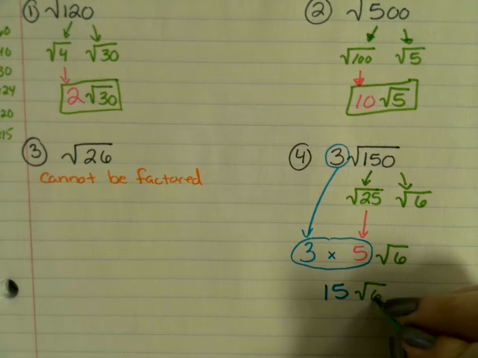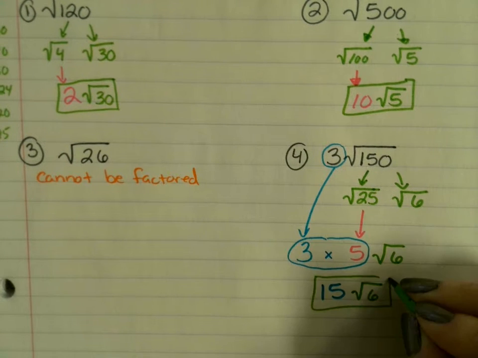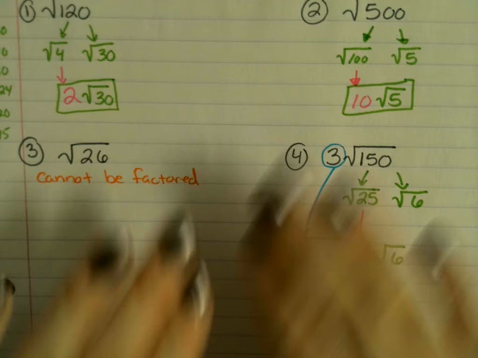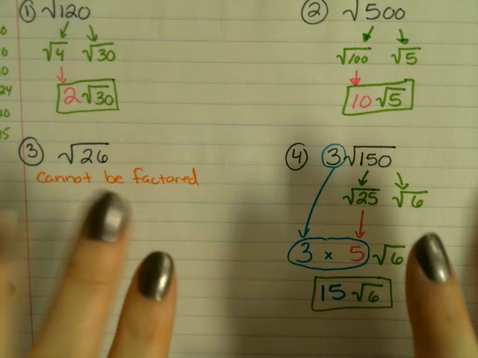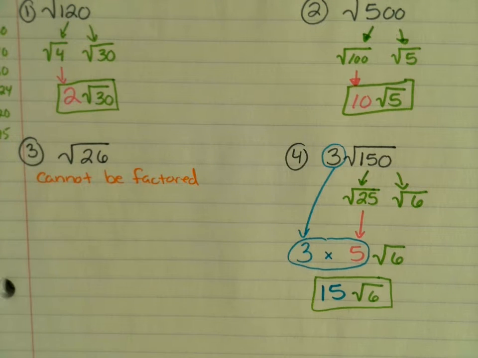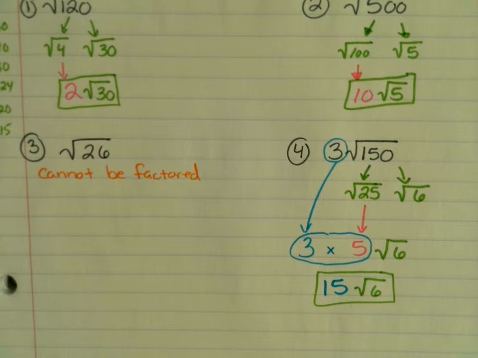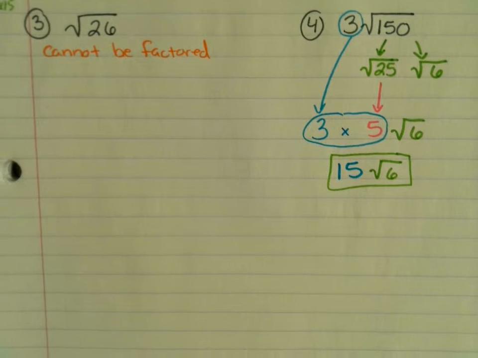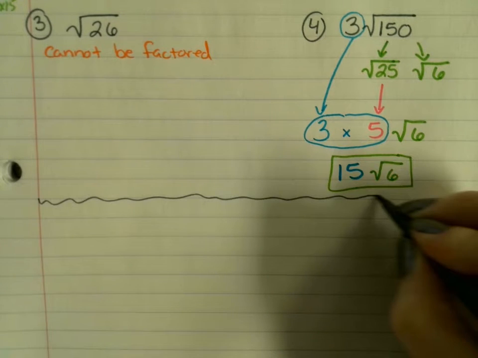15 square roots of 6. All right. So what we're going to be doing today is we're going to take what we know with our numerical radicals and we're going to add variables into it. So we're now going to be working with algebraic radicals, meaning that it has both numerical and variable forms inside. Okay, so let's go ahead and start our notes.